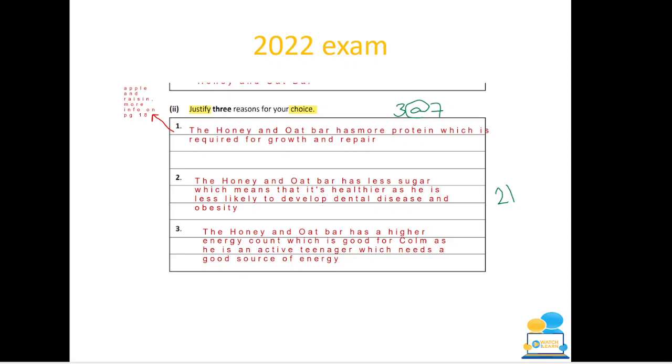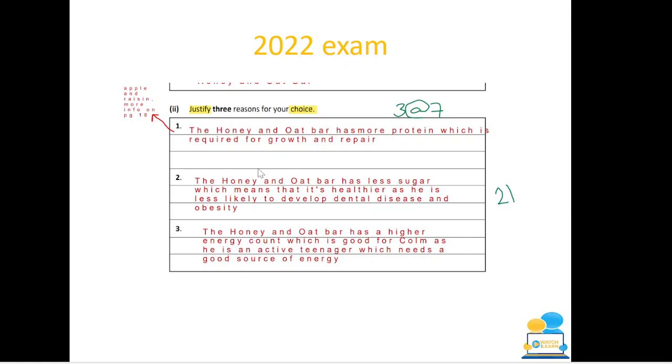So this says justify. Justify means that I am going to have to give a detailed answer. So I'm 100% going to have to give an explanation and explain, backing up why I have decided to go with the honey and oat bar. So these are my sample answers.